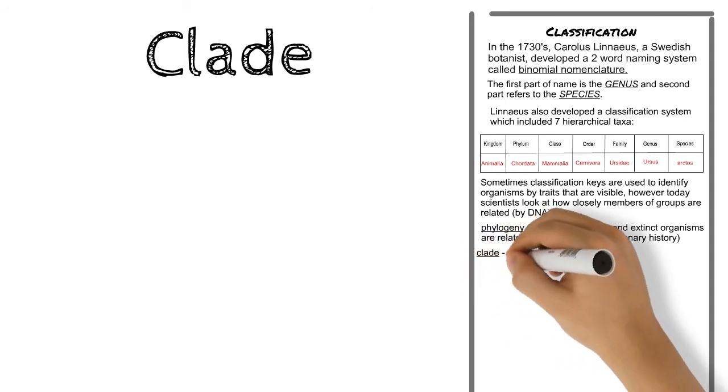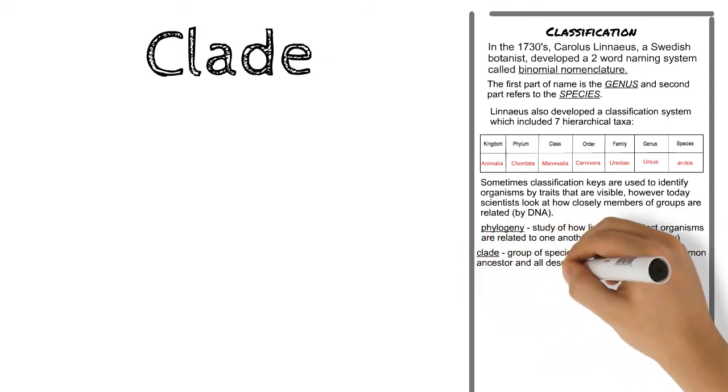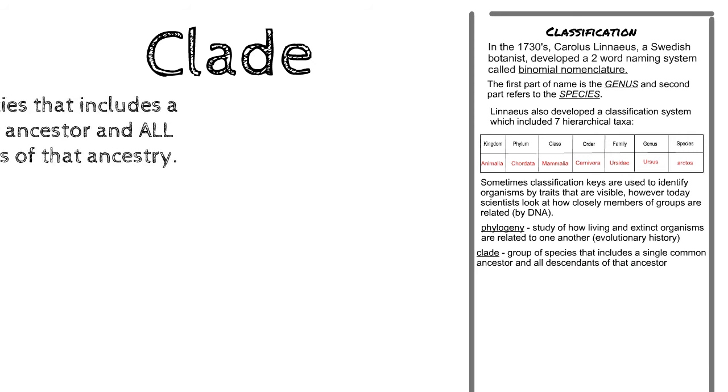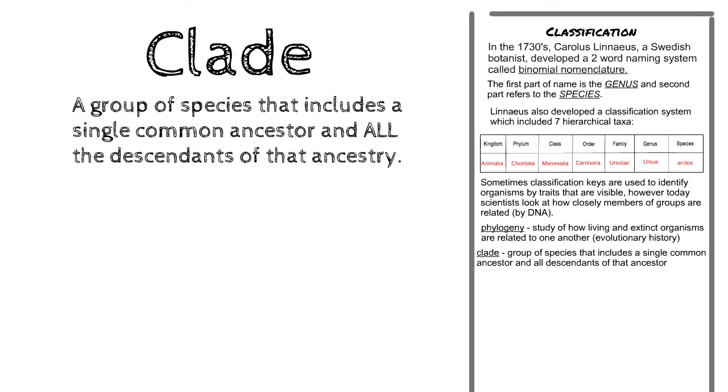Next, you will need to know what a clade is. A clade is a group of species that include a single common ancestor and all the descendants of that ancestry. So, if we looked at the clade of a whale, it would look like this.